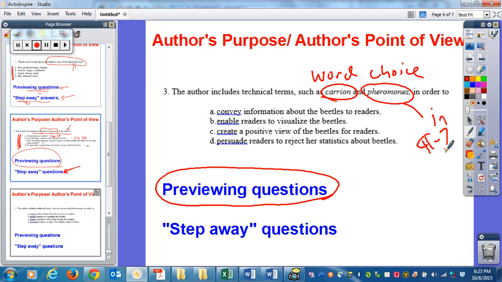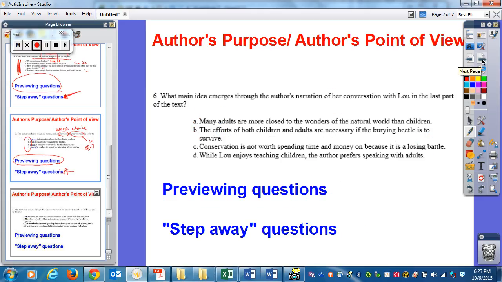In this case, I wouldn't call this a step away question. You should actually look where those things are being used, and then decide which one of these is the best, okay? So that brings us to the third kind of author's purpose, author's point of view. What main idea emerges? Now that's a key word, but that's also the author's purpose. They want to give you some main ideas about some stuff.